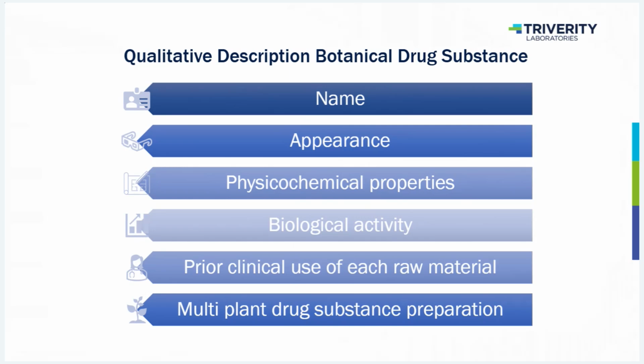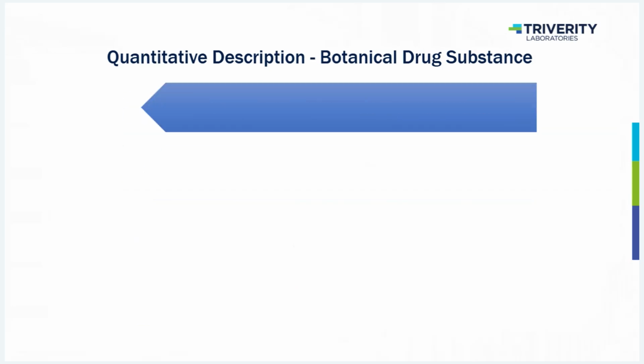One thing that you also need to provide is how you're preparing your drug substance if there's more than one plant. So if you have a drug substance with two different plants, let's say they're at 50-50 ratio in the drug substance, are you mixing the plant material together at the beginning before you extract? Or are you doing an extraction and then mixing that botanical drug substance together at that point? So you need to provide information on how you are doing that manufacturing.